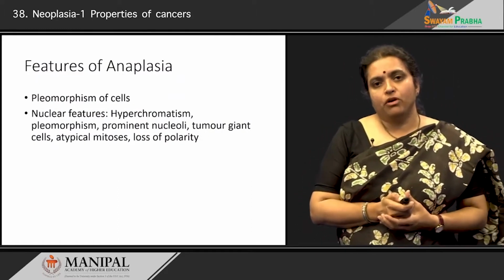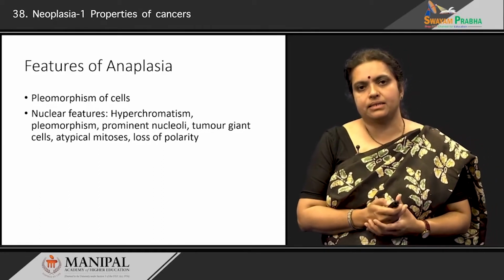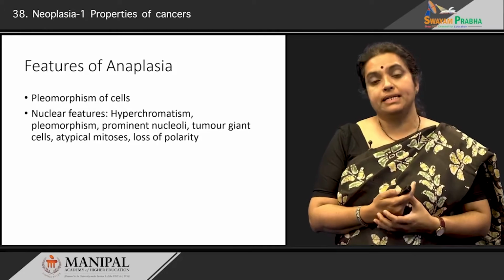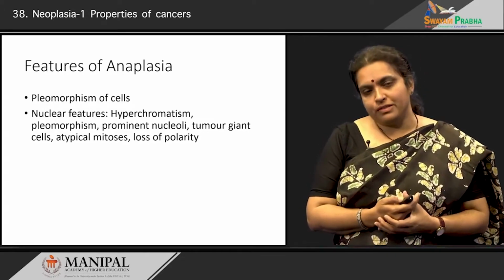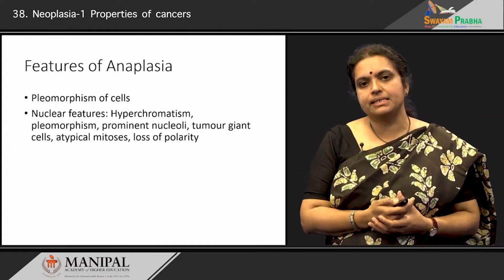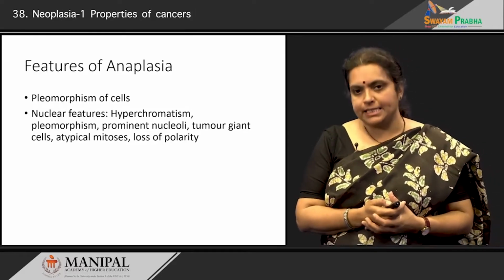Now, what are the morphological features of anaplasia? When do we say that, when we look at a cell, it is anaplastic or less differentiated? One feature is pleomorphism of cells. Now, what do you mean by pleomorphism? Pleomorphism means there is a difference in size and shape of the cells.